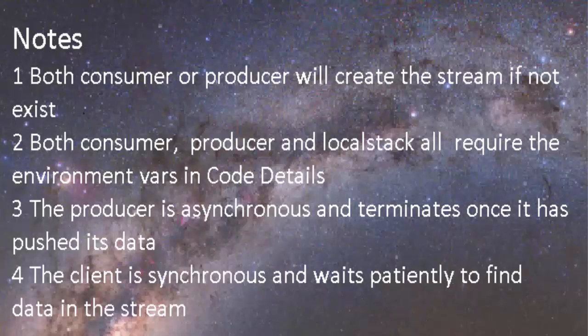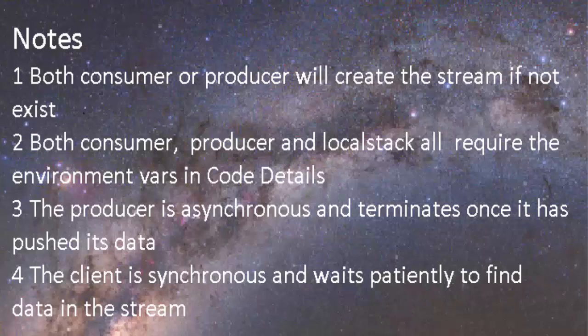So firstly, both the consumer and the producer will create the Kinesis stream if it doesn't exist. This means we can run them independently. We can run the consumer before we run the producer. Similarly for the producer. Secondly, both the consumer and the producer and Localstack all require the environment variables that we went over in detail.